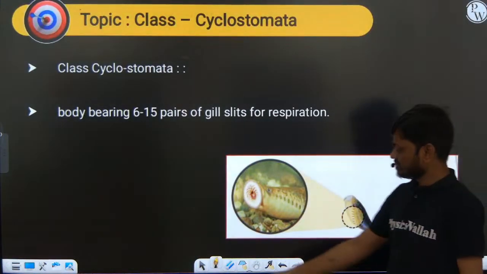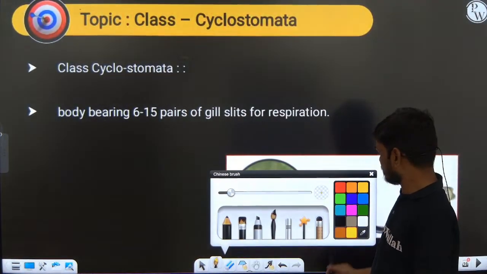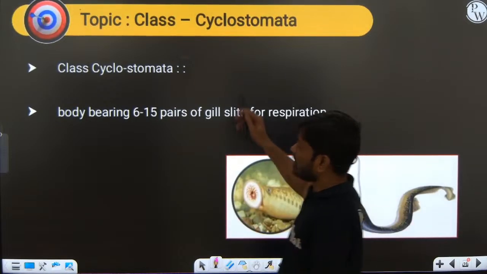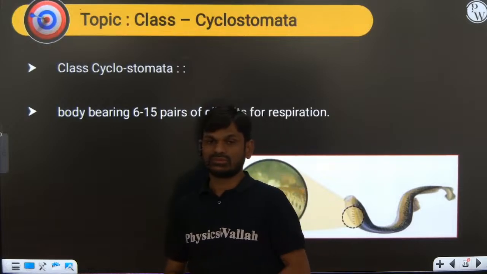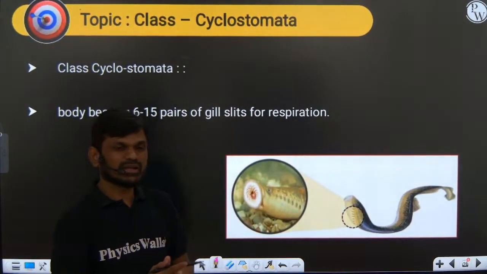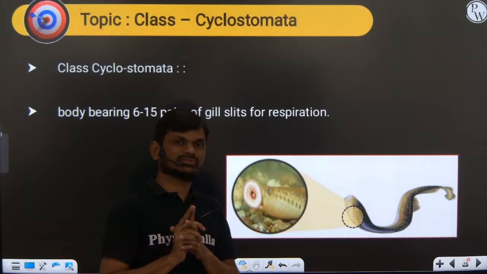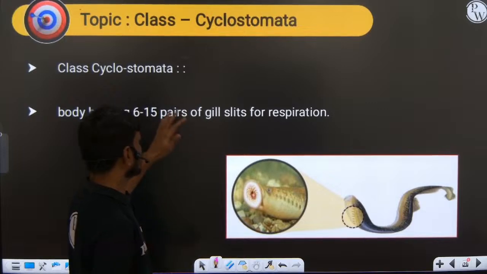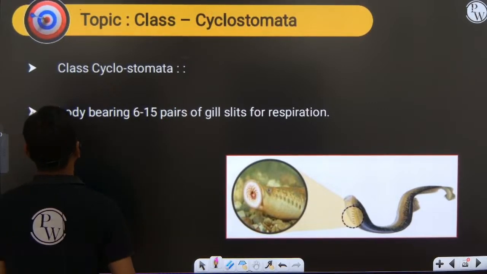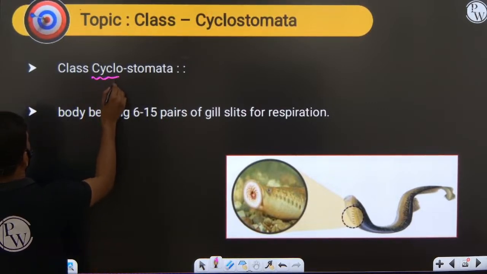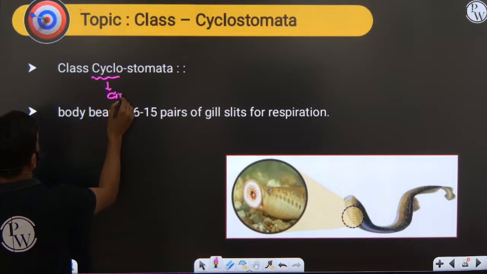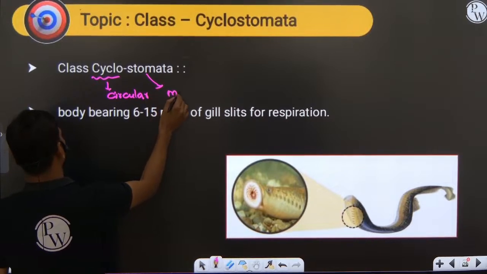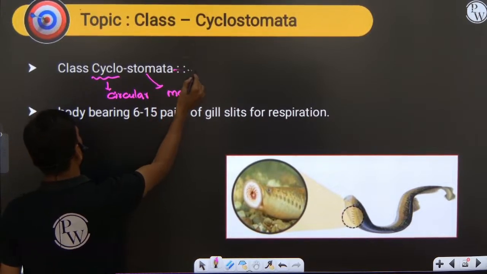Next, subphylum, cyclostomata. Cyclostomata is a class under Agnatha. Cyclo means circular, stoma means mouth, and ata means having.